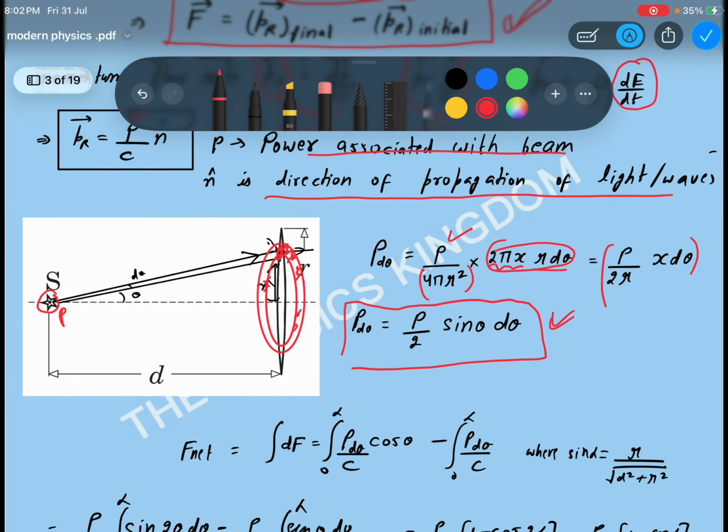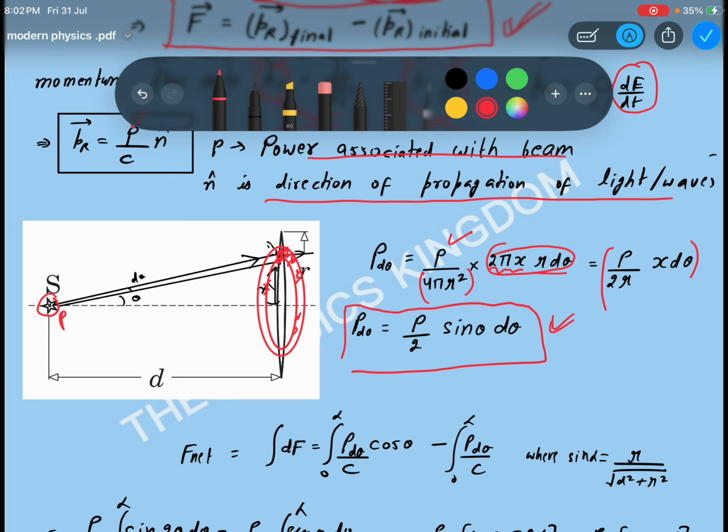Now the net force I want, beta. If you see here, this same power is bending in the horizontal direction, so its linear momentum is changing. I want the change in momentum flow rate. So the power associated with it, divided by C, gives me the momentum flow rate, right? But I know one component is what?